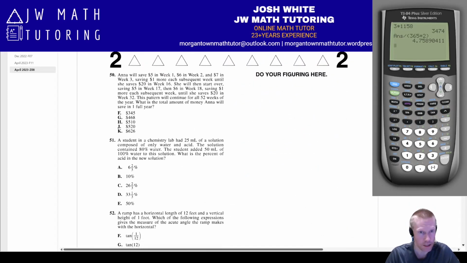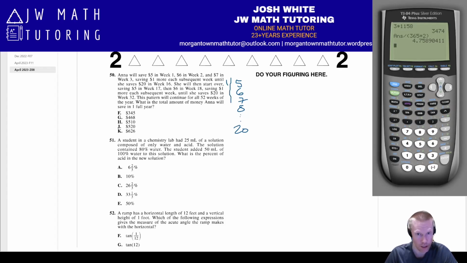Okay, top of the next page here, question number 50. This is honestly one of the trickiest problems on the test. So basically what's going on here is you have a pattern where this person is saving $1 more per week, and so on, until she gets to $20, and then the whole thing starts over.